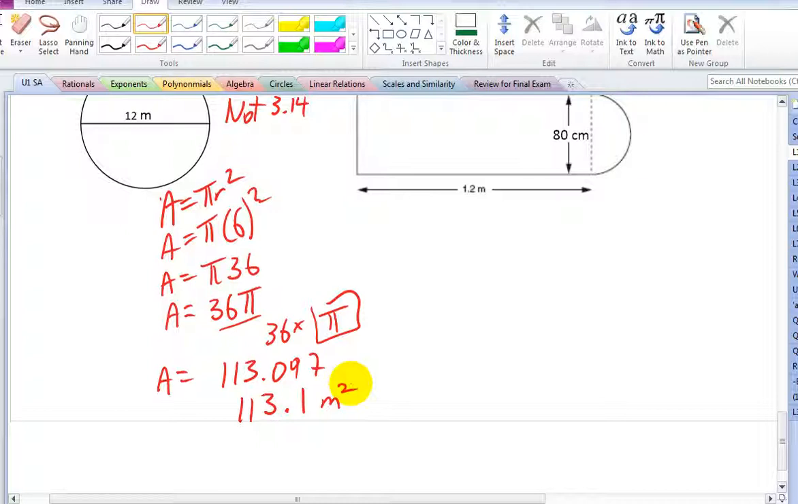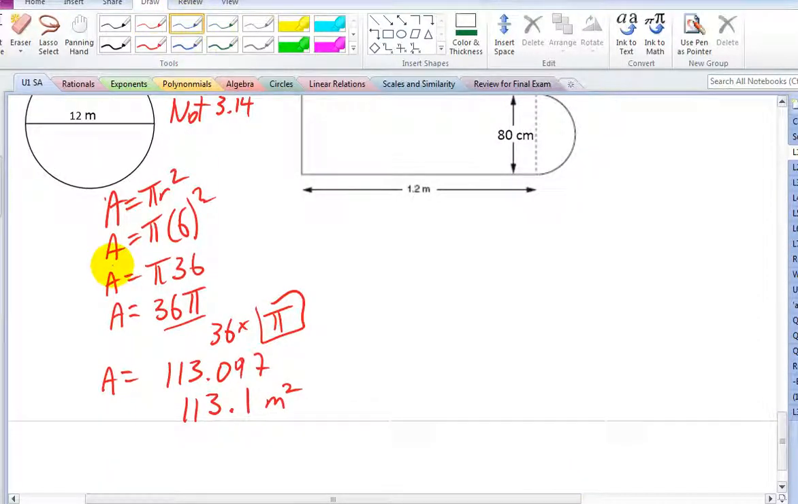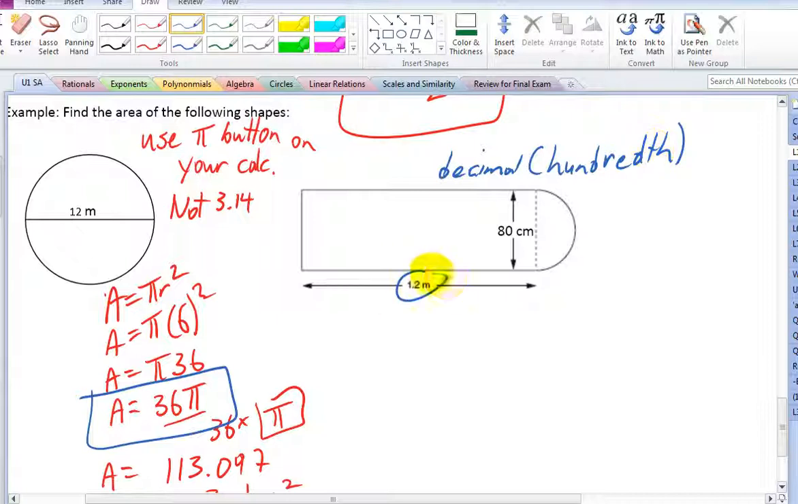Now, for this next shape, this is the answer I'd expect for a circle. But because here we're combining two shapes, you'd want a decimal for this one. So let's round to the nearest hundredth for this shape. How many decimals is the nearest hundredth? 2. Okay, 2.